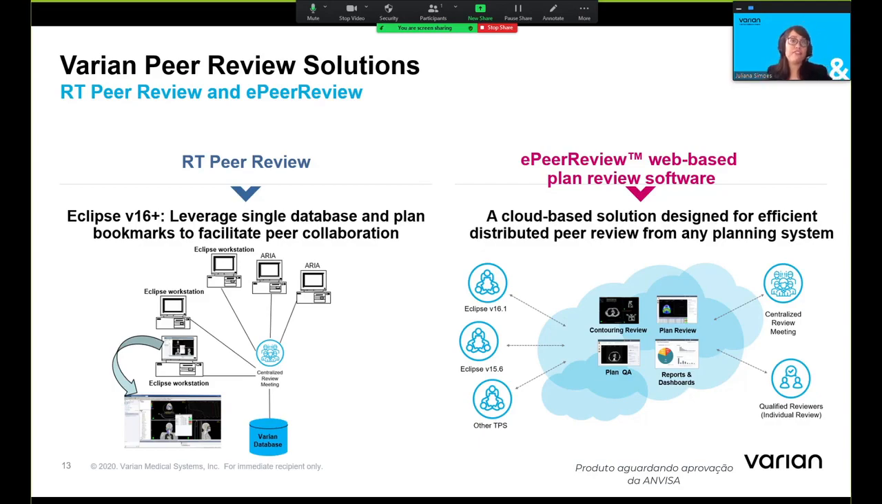And then we have our cloud-based solution called ePeer Review. ePeer Review is not only used for meetings, but also for distributed peer review. What does that even mean? It means that I can review not only in a meeting, but also when I have time. I could use that to review with a physician, or with another physicist or a dosimetrist, and I can just send this to them and they can review it when they have time. So let's take a closer look at ePeer Review.